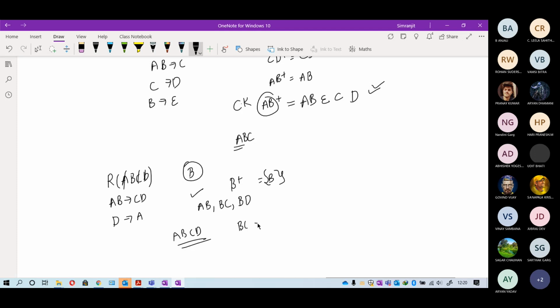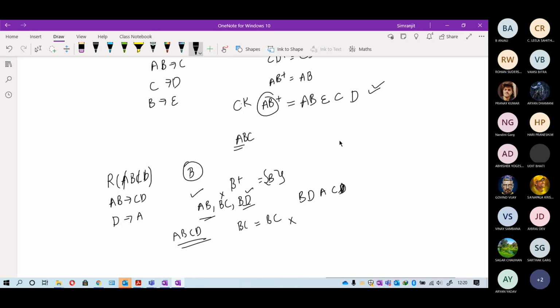If I take BC, BC will get BC and nothing else. Okay, so BC cannot be a key. Check BD. With BD, D can get A, and AB can get CD. Okay, AB can get CD, so ABCD is also in there. So the keys will be AB and BD. Okay. So I think you are getting my point here.